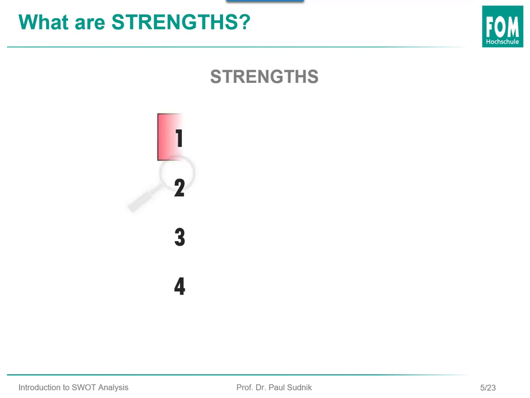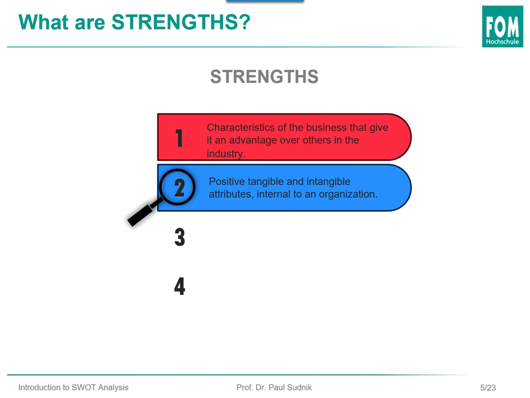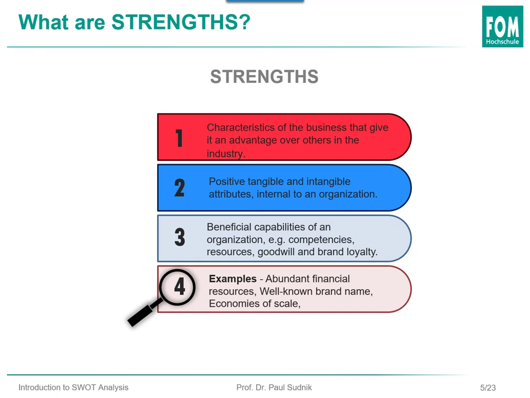What are the strengths then? We can assume strengths to be characteristics of a business that give it an advantage over others in the industry. Positive, tangible and intangible attributes that are internal to the organization. That's very important. These are the attributes that are internal to the organization. And together they provide beneficial capabilities for an organization. They deliver the competencies, resources, goodwill and brand loyalty that a company needs in order to succeed. Examples of strengths then are abundant financial resources, a well-known brand name and economies of scale.